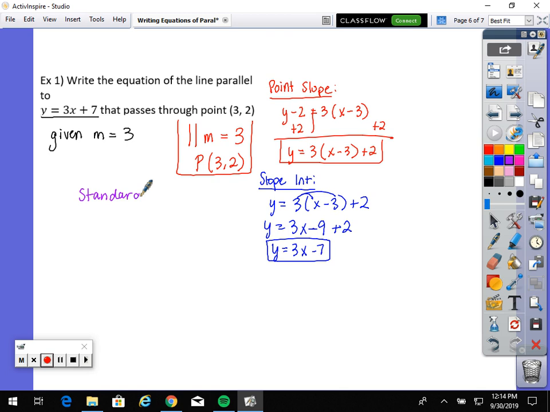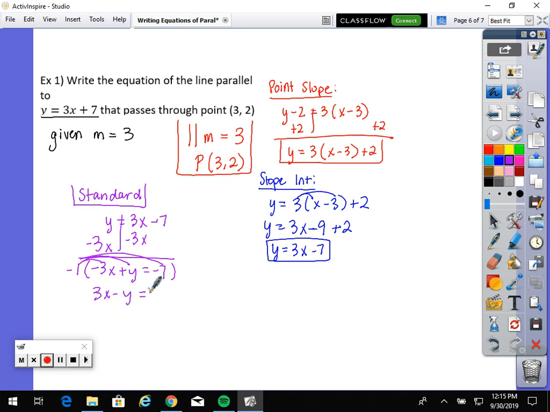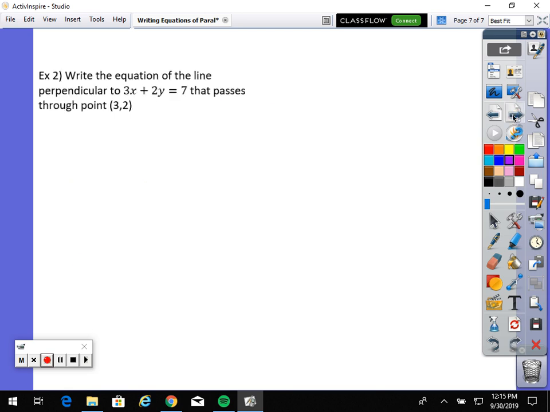Standard form, which, remember, no fractions and no negative leading coefficient. So I'm going to take my y equals 3x minus 7, and I'm going to move the 3x over. And so I get minus 3x plus y equals negative 7, but since I have a negative 3, I need to multiply the entire equation by negative 1. So remember, that's all 3 parts by negative 1. So I get 3x minus y equals positive 7 as my standard form. So that was writing parallel in the 3 different forms. We're going to move on to perpendicular next.